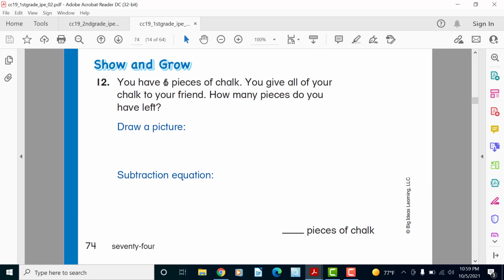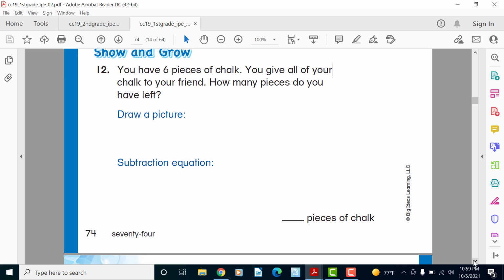Down here, you have 6 pieces of chalk, like we write on the sidewalk. You give all of your chalk to your friend. How many pieces do you have left? So go ahead and draw maybe 6 little rectangles here to be your 6 pieces of chalk. You give all of them to your friend. What subtraction equation would that be? How many pieces of chalk do you have left?